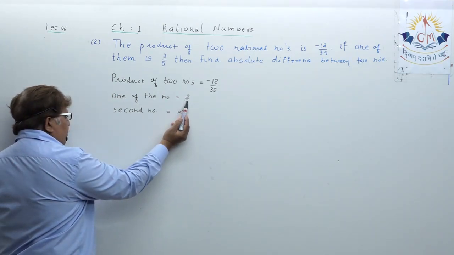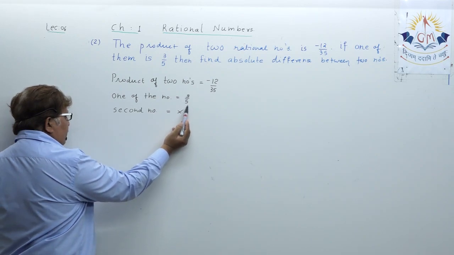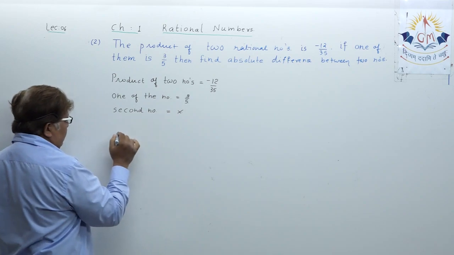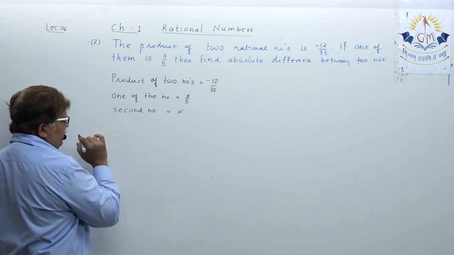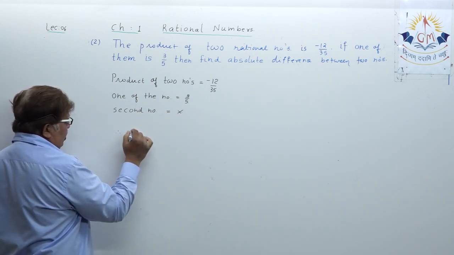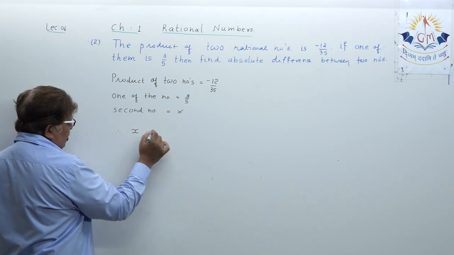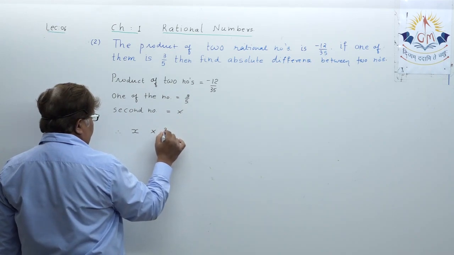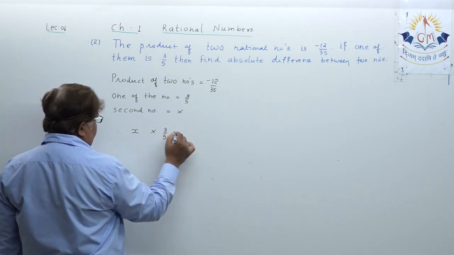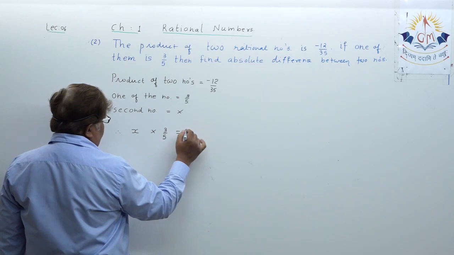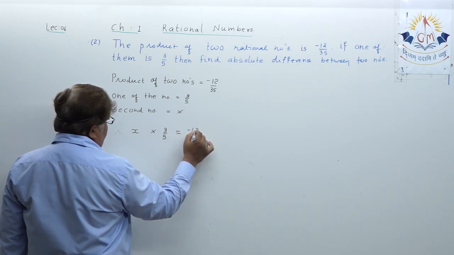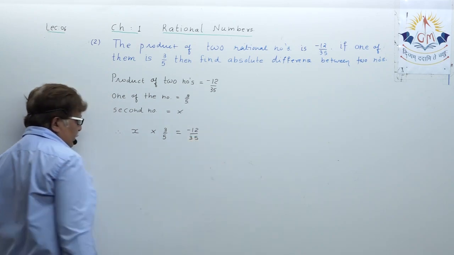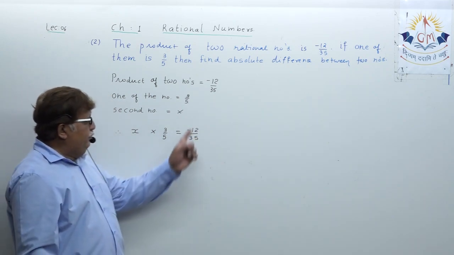Now the product of these two rational numbers is this. So can I write this way? Concentrate here dear student. x multiplied by 3 upon 5 is equal to minus 12 upon 35. You understood this?